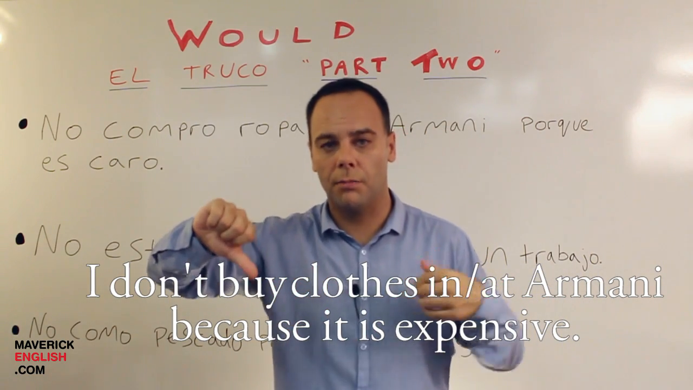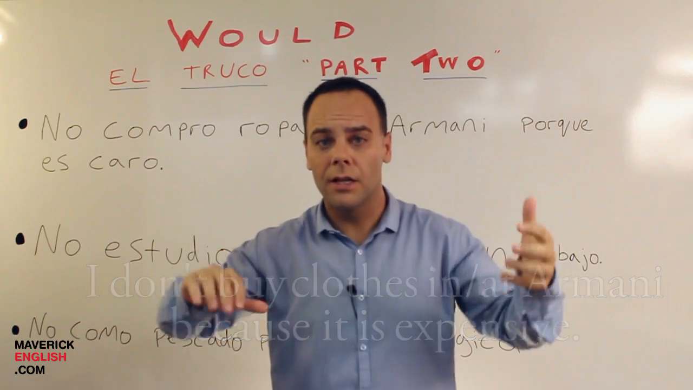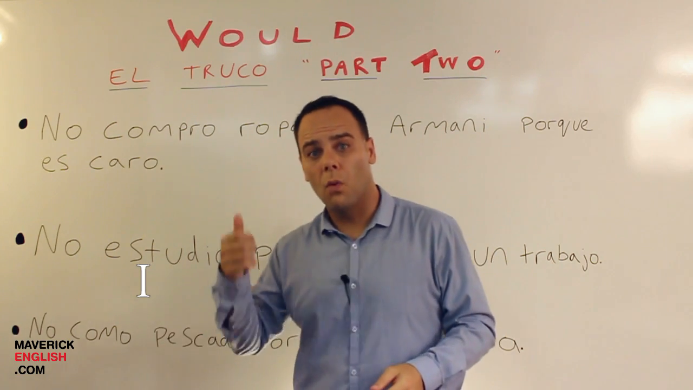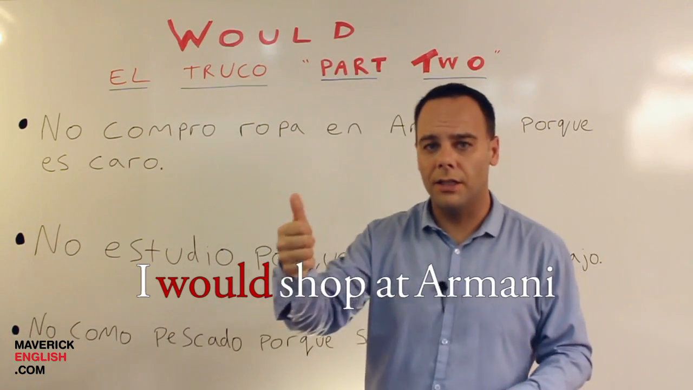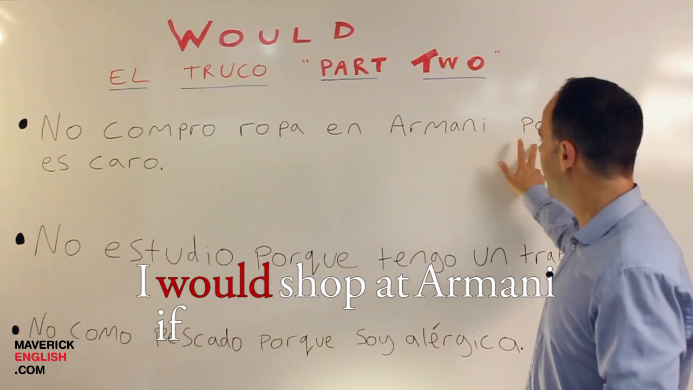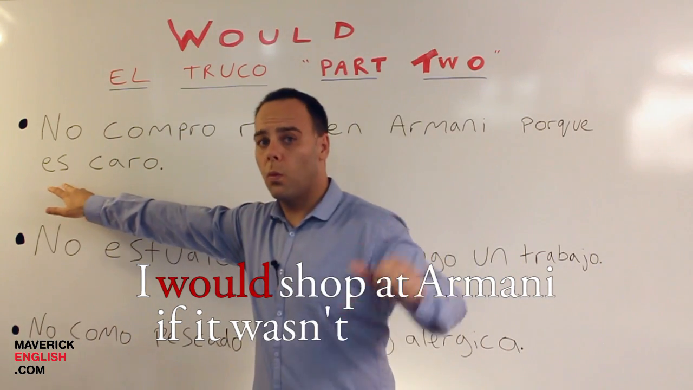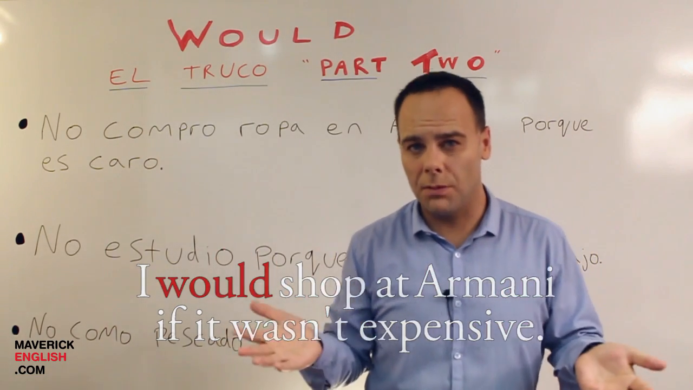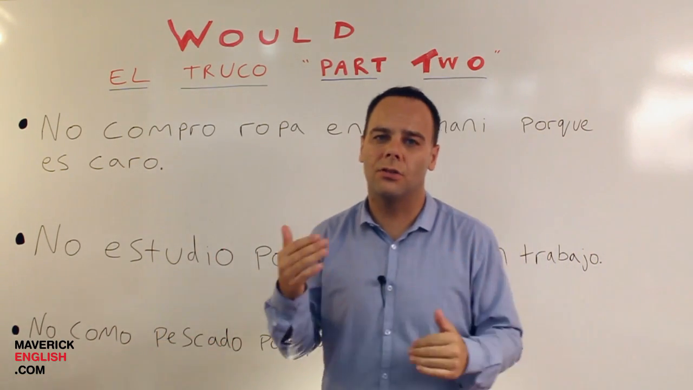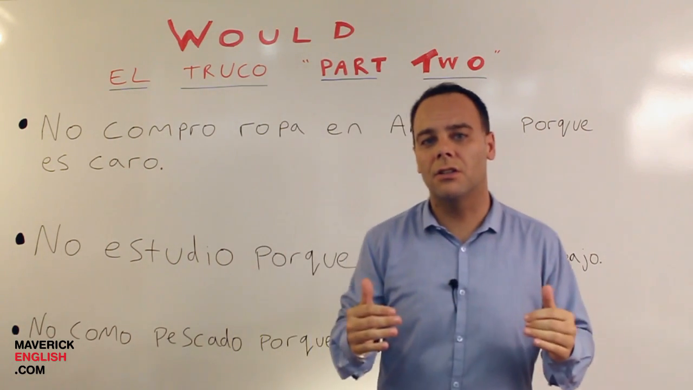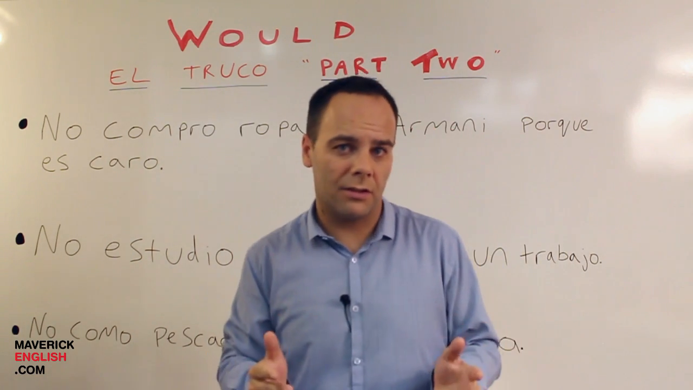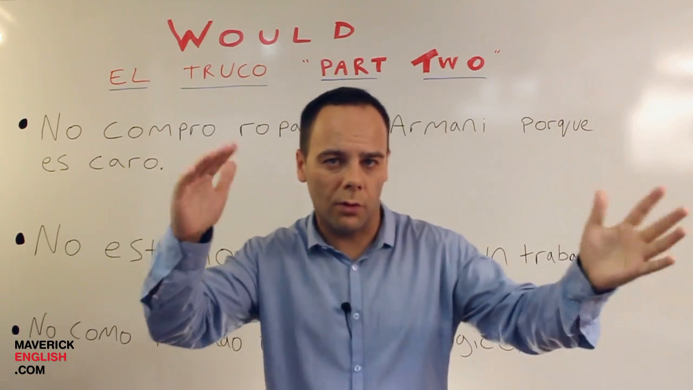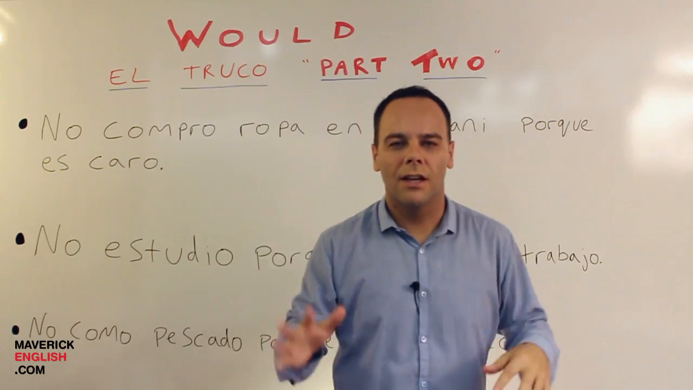I don't shop at Armani because it is expensive. Okay? So the fantasy situation is I would shop at Armani if it wasn't expensive or if it was cheap. Okay, so that's how you can test yourself if the second conditional is appropriate for your sentence. You're talking about a present situation, but how you would change it if you were Harry Potter, if you had magic, how you would change it.